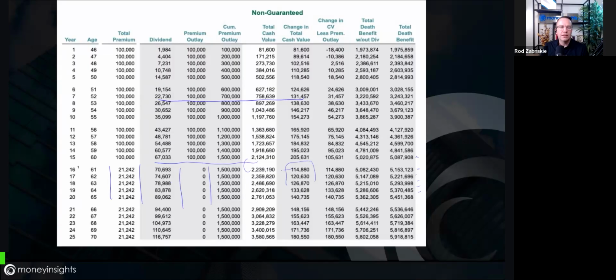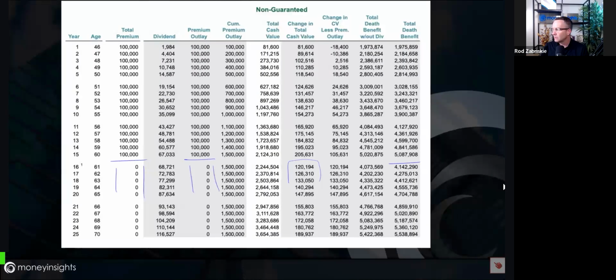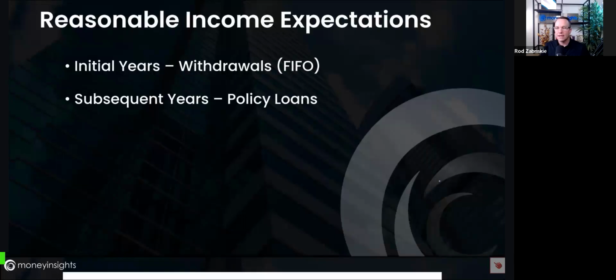Now what I want to do is talk about what are reasonable expectations as far as income goes once you get there. Okay. Well, let's first talk about the way that I take the income out of the plan. And this is the typical way that we go, where the initial money that I take out, I'll take as withdrawals. So I built up all this cash value. I'm now taking some income out. I'm actually going to take a withdrawal of cash out of my cash value.